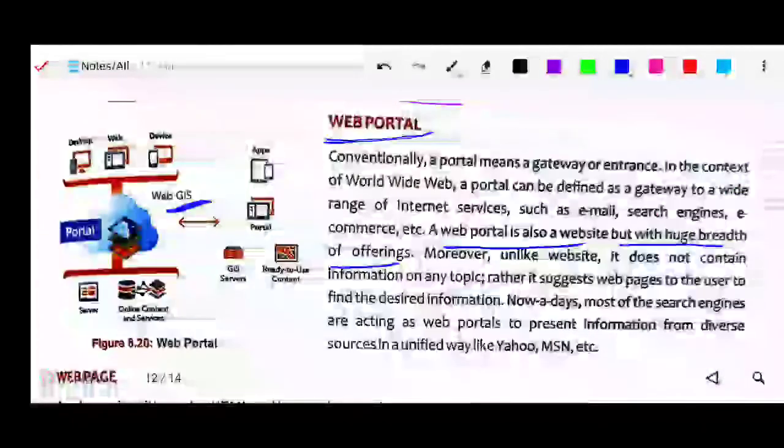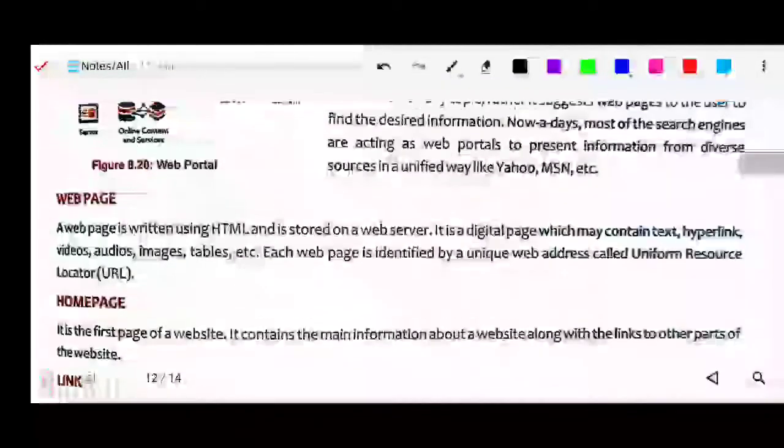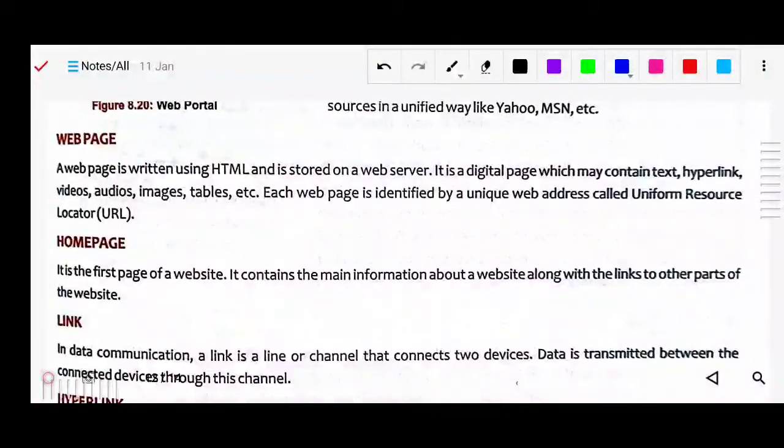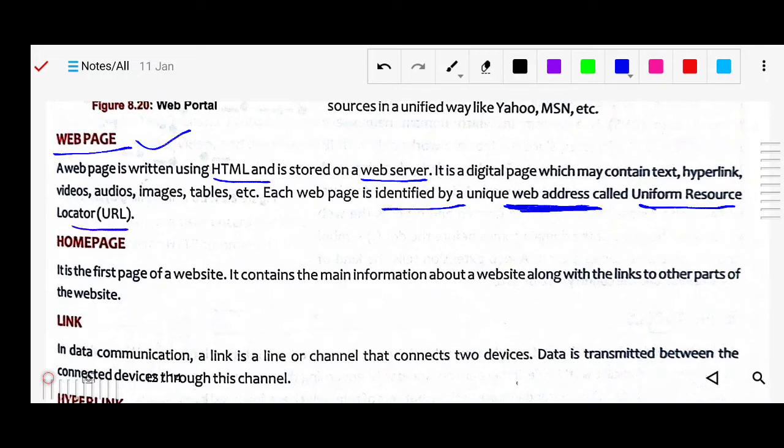Next we have web pages. As I just taught you, web pages are written in HTML and stored in a web server, and each is identified by a unique web address. As you know, in your book each page has a different page number. In the same way, web pages are identified by a unique web address, which is called the Uniform Resource Locator.